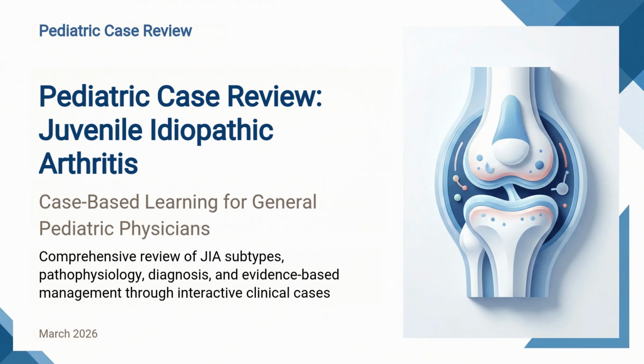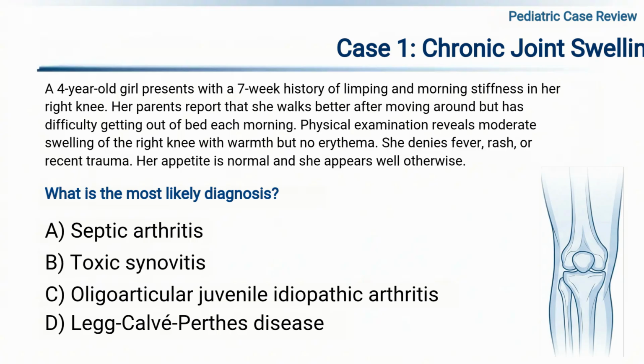Let us begin. Case 1. A 4-year-old girl presents with a 7-week history of limping and morning stiffness in her right knee. Her parents report that she walks better after moving around, but has difficulty getting out of bed each morning. Physical examination reveals moderate swelling of the right knee with warmth, but no erythema. She denies fever, rash, or recent trauma. Her appetite is normal, and she appears well otherwise.